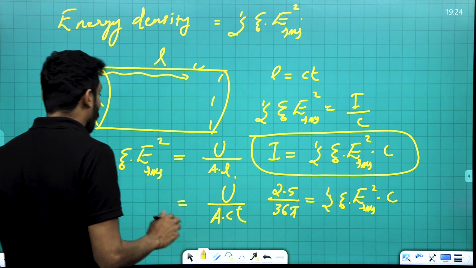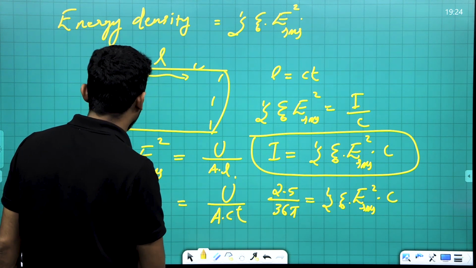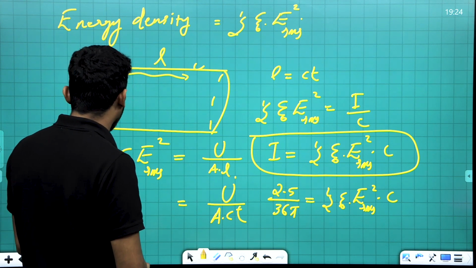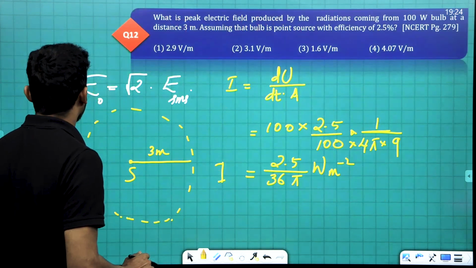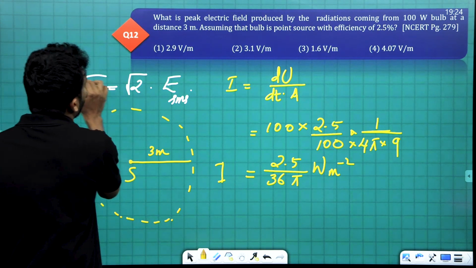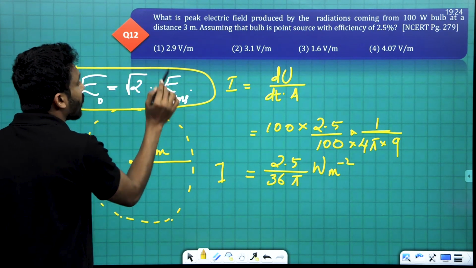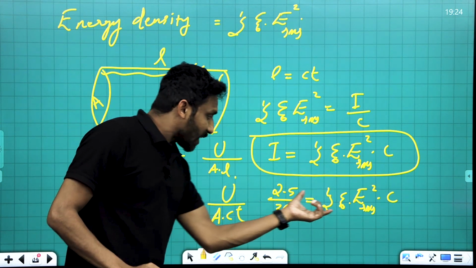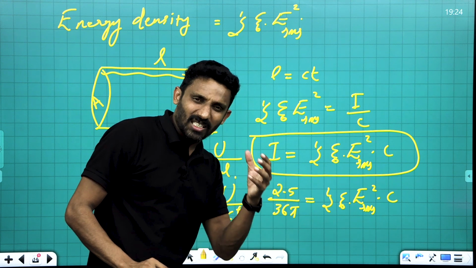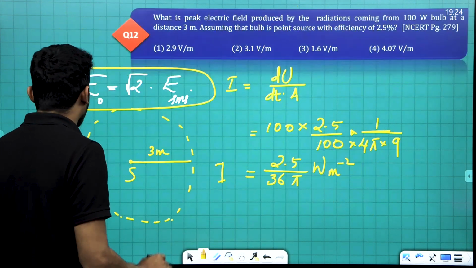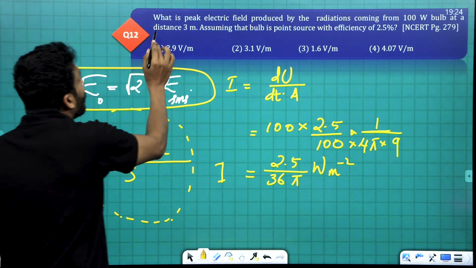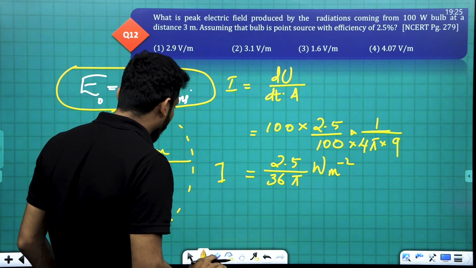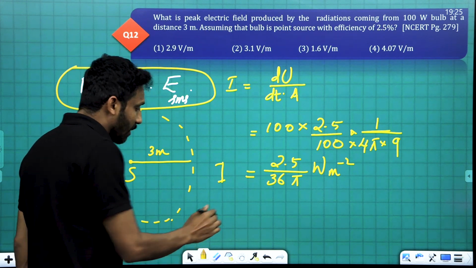From E RMS value, we find E naught. E naught is equal to root 2 times E RMS. Is that clear? From this expression while solving, we get E RMS value. By putting this E RMS value here, you get E naught, which is the peak electric field asked in the question.